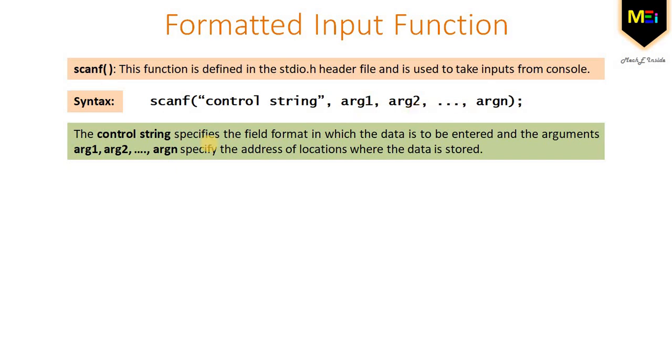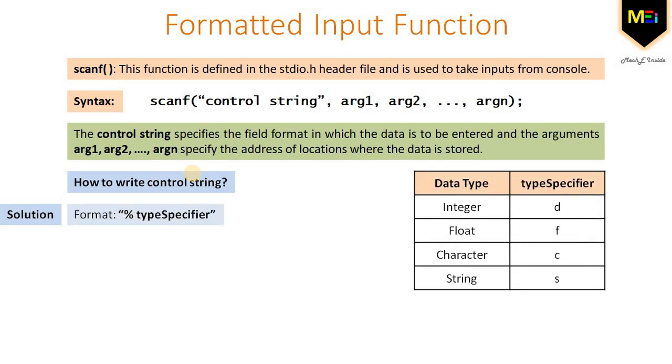Basically, the control string specifies the field format in which the data is to be entered, and the arguments, argument 1, 2, up to argument n, specify the addresses of locations where the data is stored. Let's understand this.